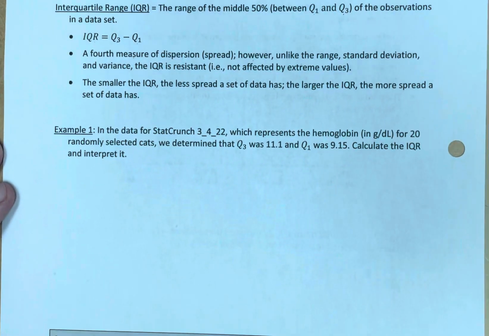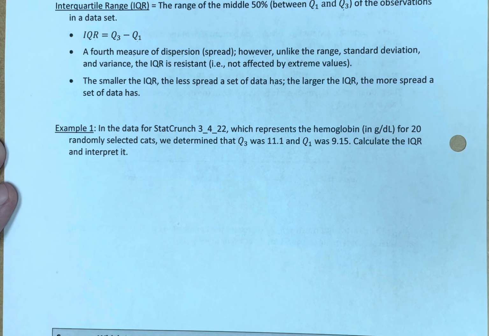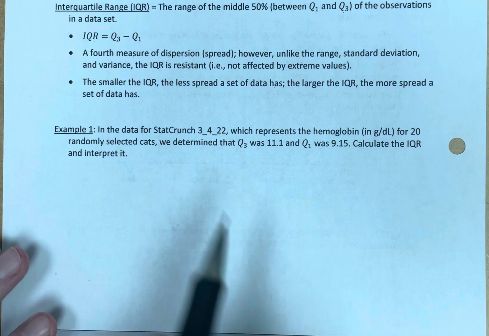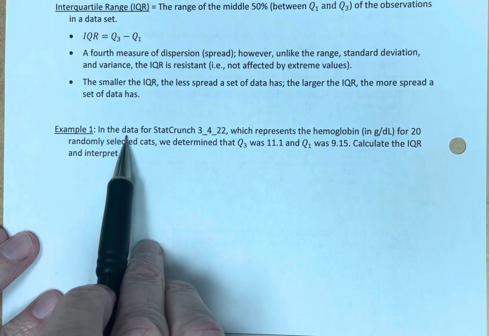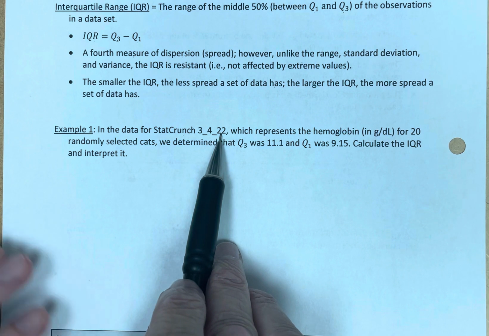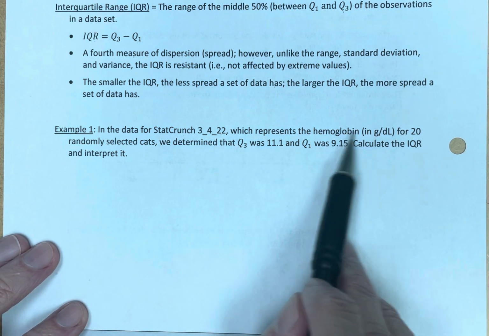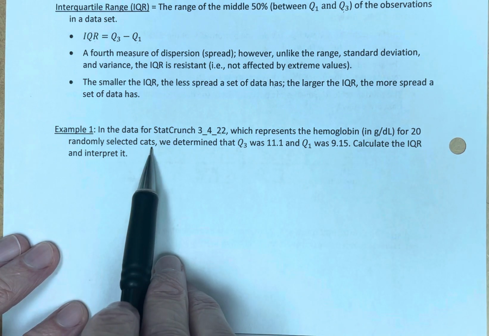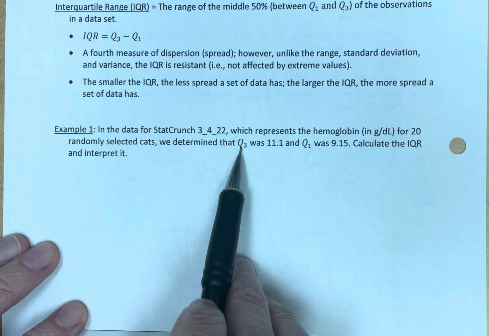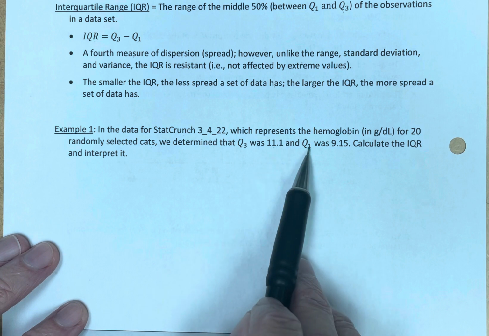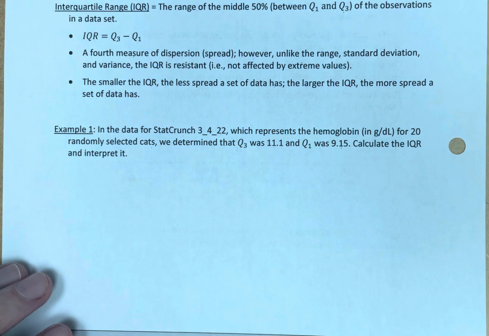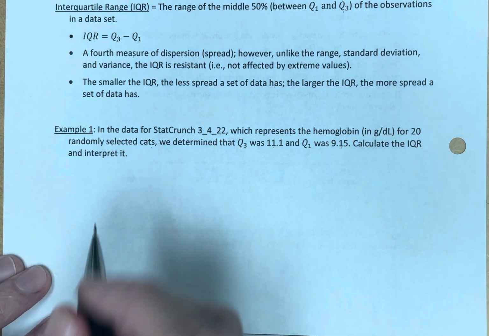Okay, let's do an example. It's not particularly complicated. We're going to subtract quartile 1 from quartile 3 and get the interquartile range. In the data set for StatCrunch 3_4_22, which represents the hemoglobin for the 20 randomly selected cats, we determined that quartile 3 was 11.1 and quartile 1 was 9.15. Let's calculate the IQR and interpret it.